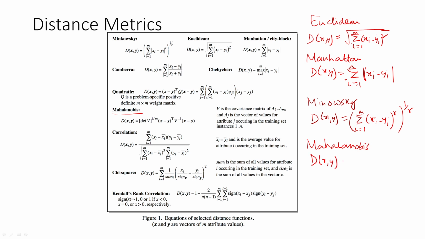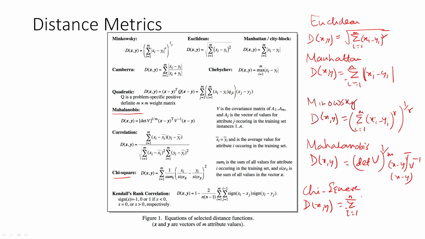So d(x,y) is the square root of (x minus y) transpose V to the power minus 1 (x minus y), very complex. Okay, V is a covariance matrix, not a derivative. It is the covariance matrix of the attributes a1 to am, and aj is a vector of values for the attribute j. Well, they are very complex, but what you can use is chi square. Chi square is a very good one. Chi square is widely used, and it gives you distance like this, with i equal to 1 to n.